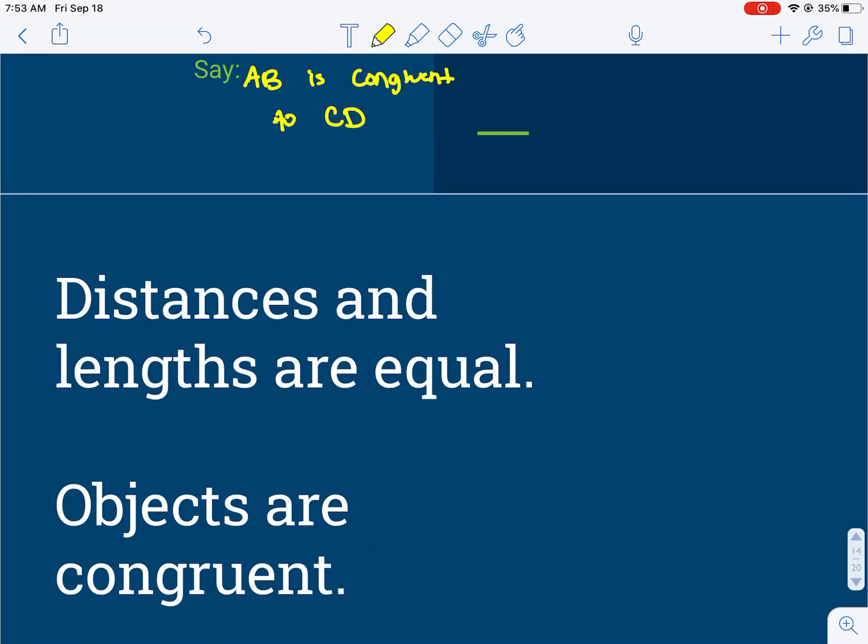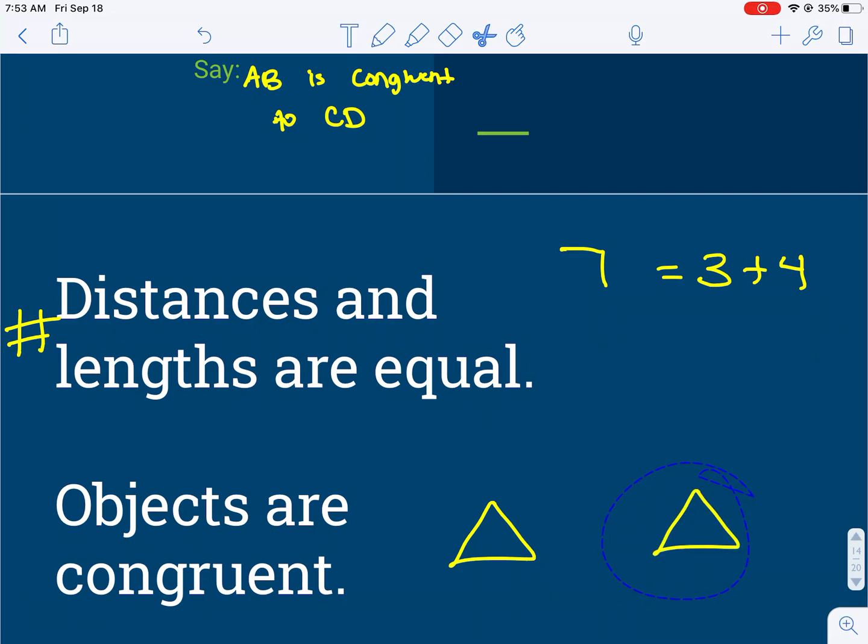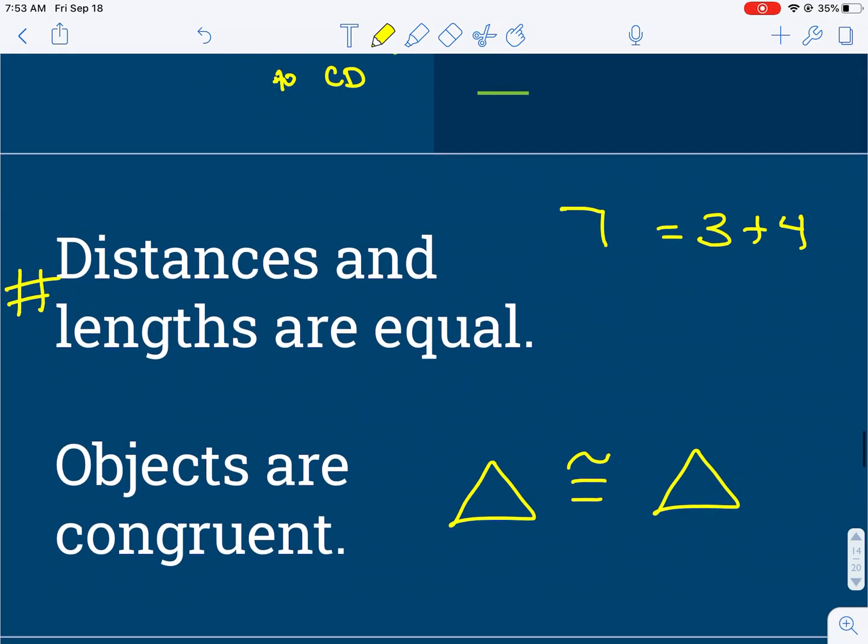All right, this is a little complicated. Distances and lengths are equal. Objects are congruent. So I can say 7 equals 3 plus 4 because that's using numbers. I cannot say this triangle equals this triangle because they're not numbers. They are congruent because they're identical because I copied and pasted it and made them exactly the same, but the triangles are not equal, they're congruent. Their areas are equal because their areas are numbers, but the triangles themselves are congruent. This is something we'll touch on throughout the year, so if that feels fuzzy, don't worry, we'll be circling back to it.